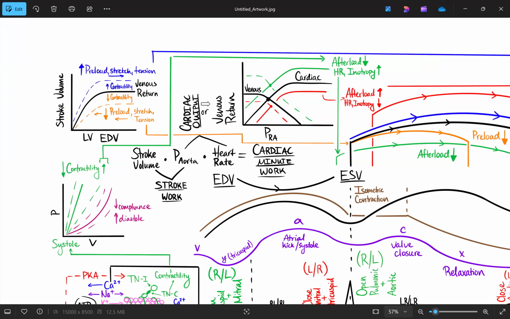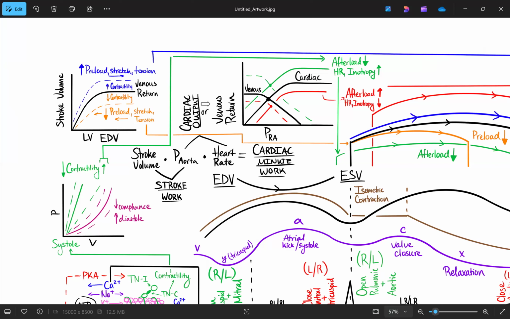And then the same is the opposite. If your afterload goes up, you have more pressure to resist, and therefore you'll be pumping out less blood. Therefore, your cardiac output and venous return decrease, as well as your heart rate and inotropy decrease. You're just going to pump less. Cardiac output and venous return are a lot less for the same amount of pressure.